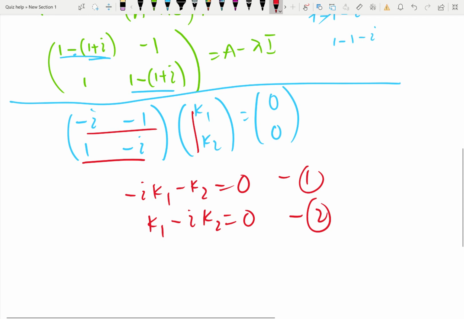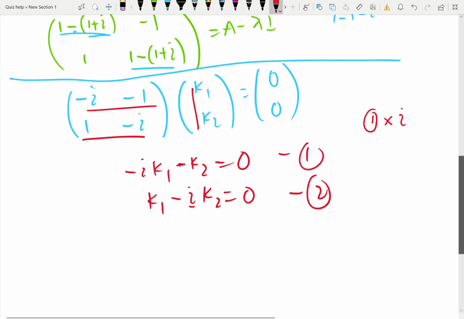Here, we can get equation 2 by multiplying the first equation by i. Negative i times i is negative i squared. i squared is negative 1, and with this negative it's plus 1. That is why you have plus 1 here as the coefficient for equation 2 when you multiply equation 1 by i. On the other hand, negative 1 times i is negative i, so that is why you have negative i here. So these two are the same equations, okay?